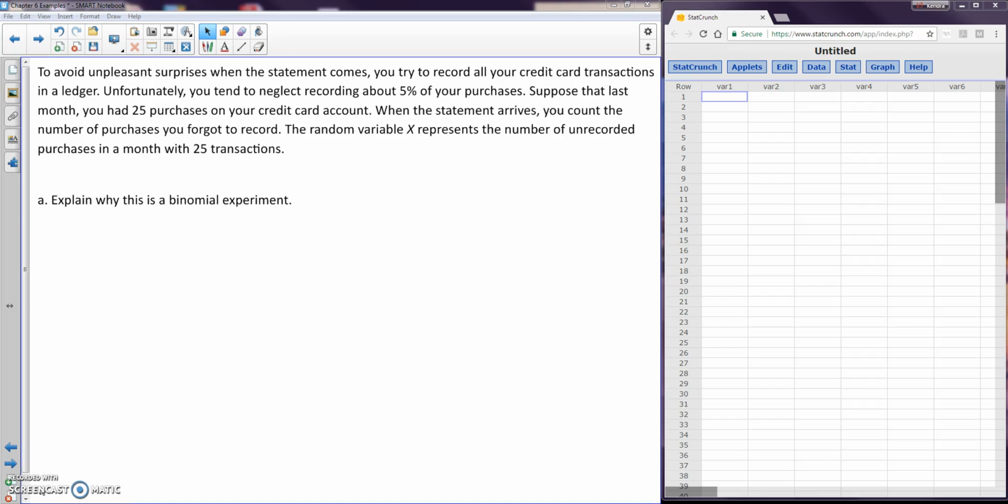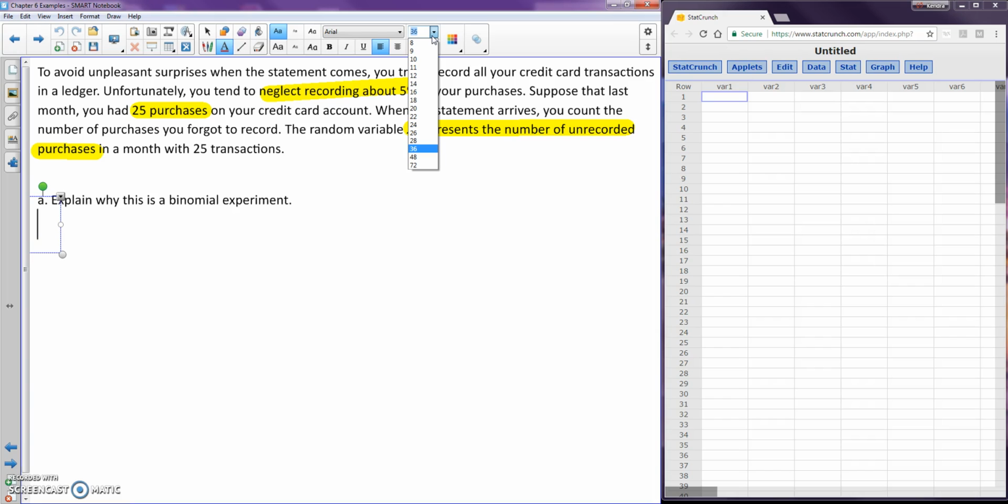The random variable x represents the number of unrecorded purchases in a month with 25 transactions. So let's highlight first our important information we have here. We neglect recording about 5% of our purchases. We had 25 purchases on our credit card, and x represents the number of unrecorded purchases. The first thing to do is explain why this is a binomial experiment.